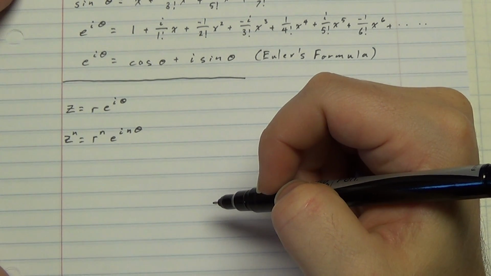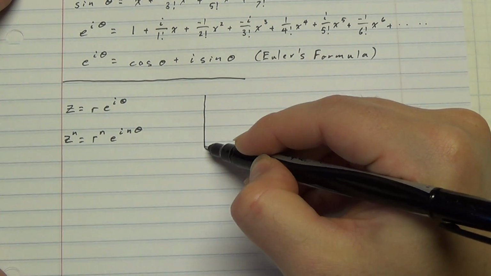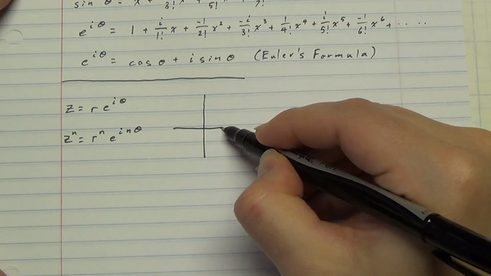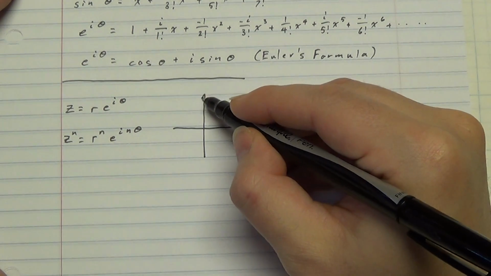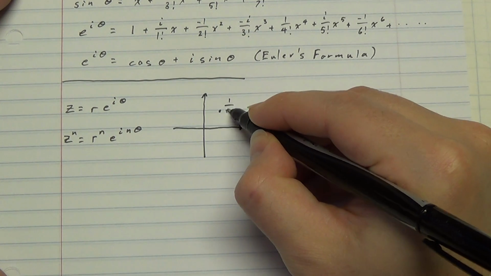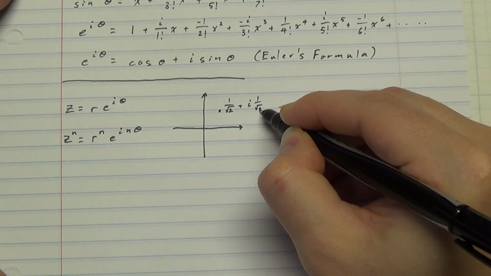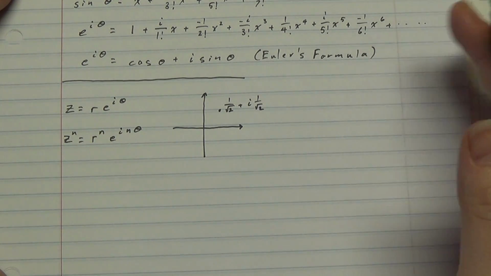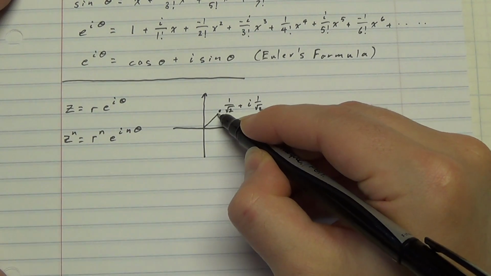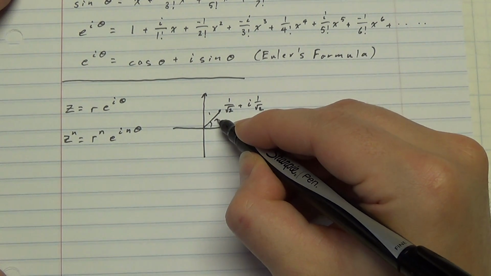So if we take a power of 2, we double the angle. Let me show you an example of this. I'm going to draw in the complex plane a number, 1 over root 2 plus i 1 over root 2, chosen so that it has a magnitude of 1 and an angle of 1/8 of a turn.